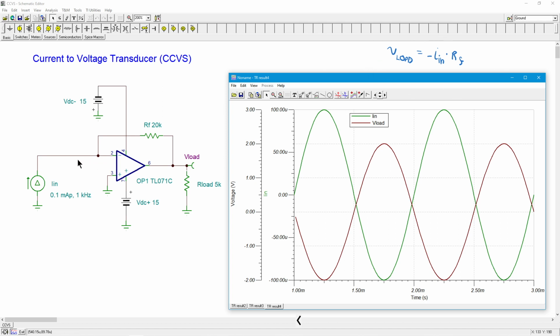Right? So the ideal input impedance is zero. The output impedance of this thing would also be zero. It's an ideal voltage source in that case.